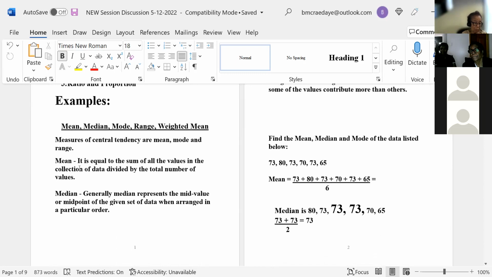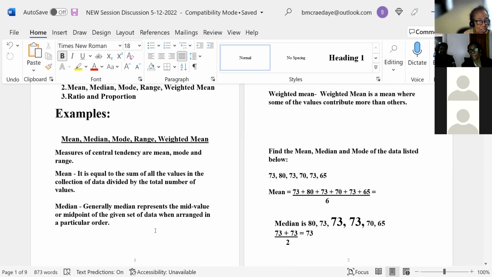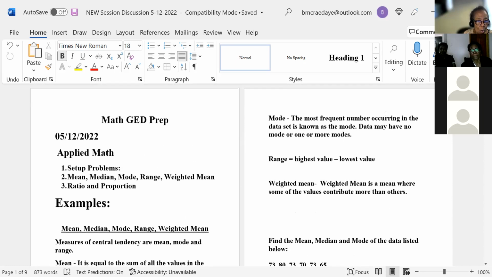Now, mean, this is repeating what we said already: the sum of all the values in the collection of data divided by the number of values. The median is the mid value or midpoint, but you have to arrange the data in a particular order, that means increasing or decreasing. Mode is the most frequent number occurring in the data. You may have no modes, or you may have one or more modes. Range is the highest value minus the lowest value. I'll be sending you this sheet at the end of the session. I'll email it.